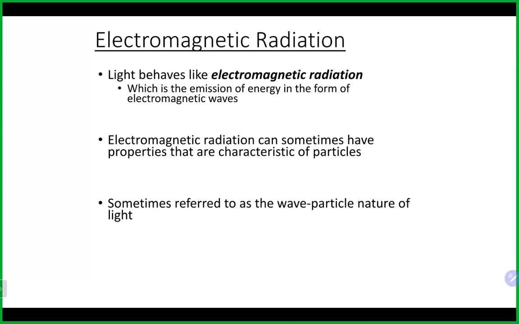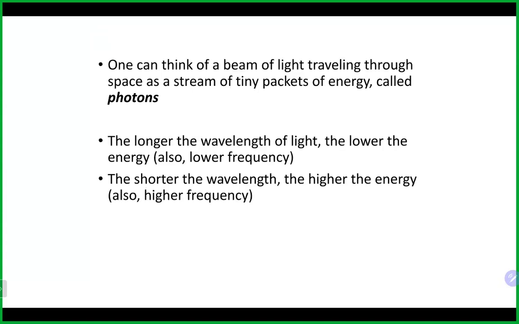We oftentimes will see that characteristic play out later on in this chapter, where we talk about how electrons move. As we'll talk about, they're thought of as having a lot of wave-like characteristics of how they move about the atom. Now, you could think of a beam of light as traveling through space as tiny packets of energy, which are known as photons. And as I mentioned before, there is a relationship between the wavelength, energy, and frequency.